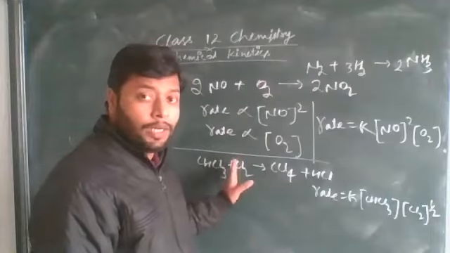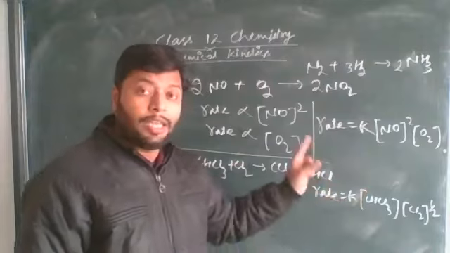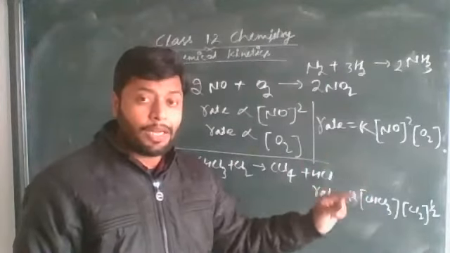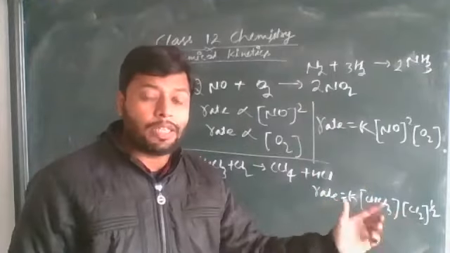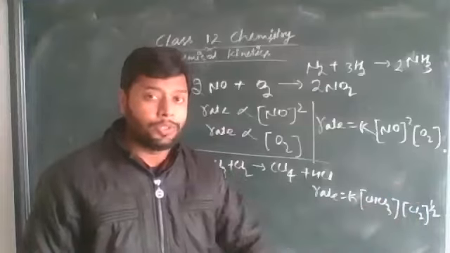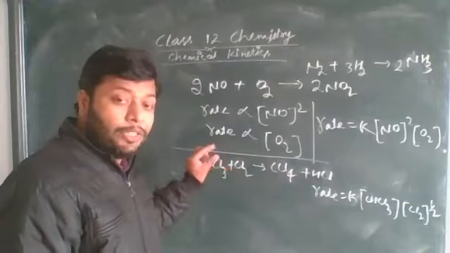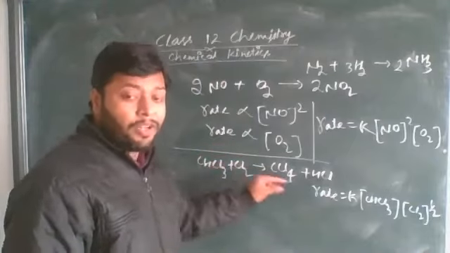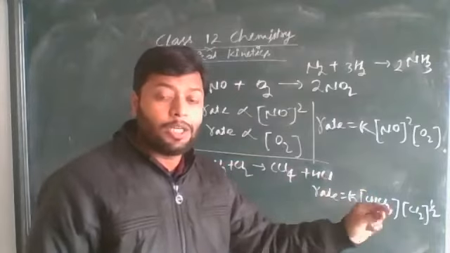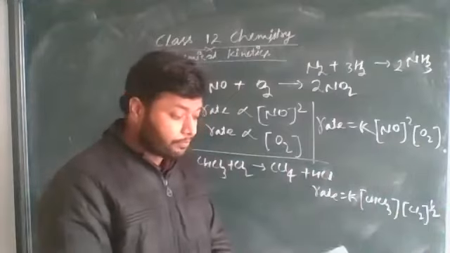The coefficients are given as 1:1, but the rate determined that the rate of the reaction depends upon the molar concentration of chloroform with the same power, while for chlorine the rate depends upon the power half. Half means it will be under root. Okay, and with the equation you cannot determine this value, because this is experimental data only. With the help of experimental data we can only deduce that there is a half power.